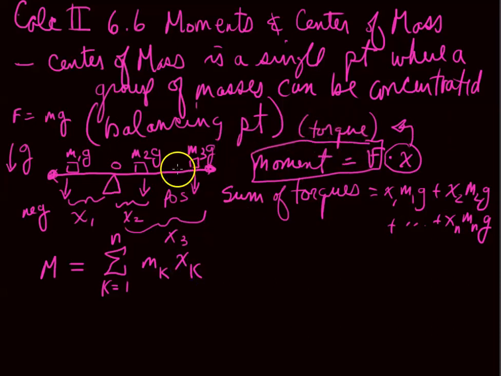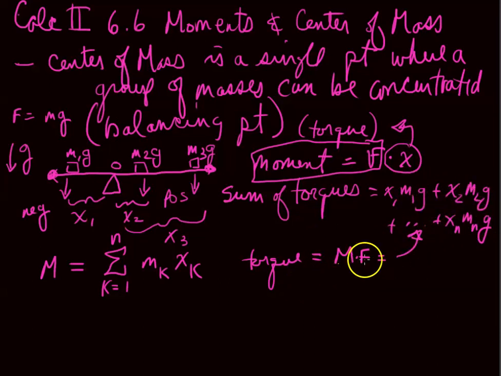The moment is this mass times the distance. The torque includes that force of gravity. So the moment is the mass times the distance. The torque is the moment, which is the mass times the distance, times that force of gravity, whatever that might be. So these are the torques when you include all of this.